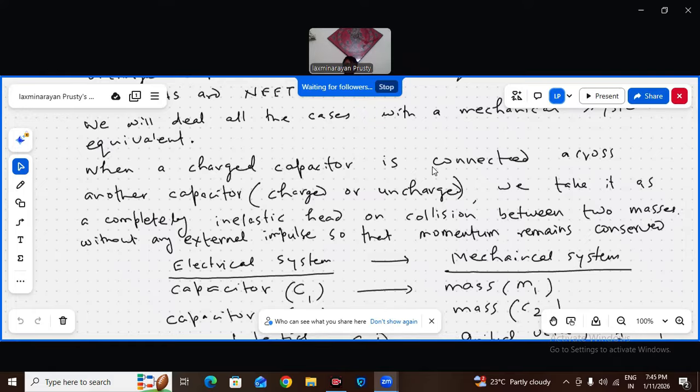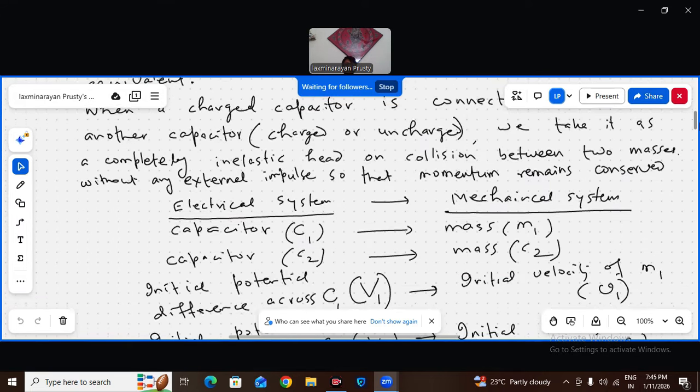This we can do, no problem. But I give an easy method with a mechanical one-to-one correspondence. With what mechanics? The collision of two bodies. With that, how one-to-one correspondence I can make.